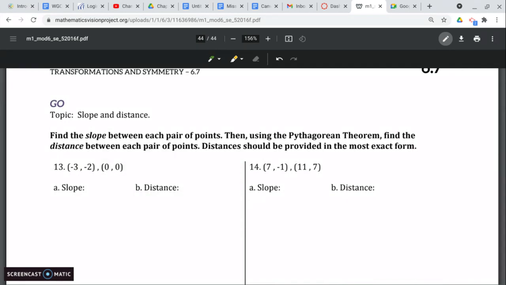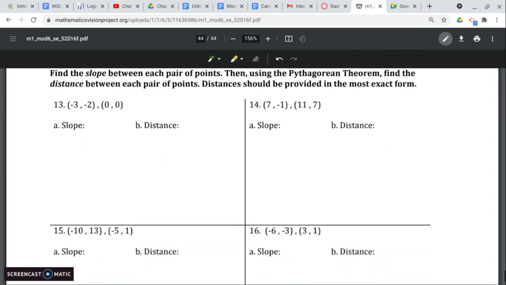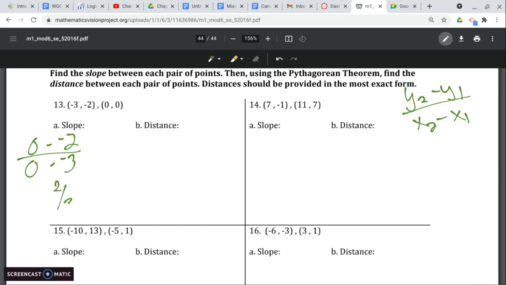All right, and last but not least, slope and distance. Find the slope between each pair of points, then using the Pythagorean theorem, find the distance between each pair of points. Distances should be provided in the most exact form. So slope, remember, is y2 minus y1 over x2 minus x1. So in this one, we have 0 minus negative 2 over 0 minus negative 3. So we have 2/3. Now, for the distance formula, 2 and 3 are the rise and run. They're the legs of a triangle that would give us the distance between these 2 points of the slope triangle.